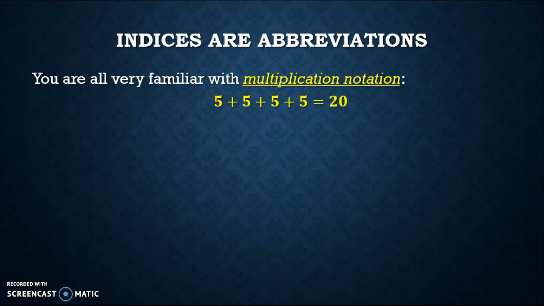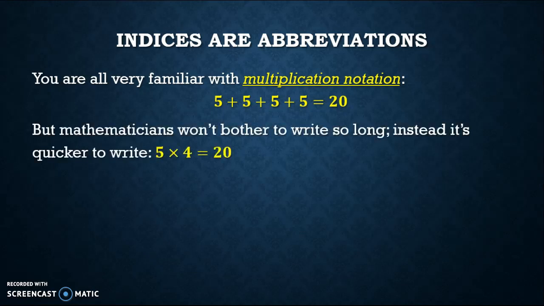Is there a shorter way to write 4 of the 5s added together? Yes, there is. That is 5 times 4. Mathematicians won't bother to write such a long thing just to add up to 20. Instead, multiplication is a quicker way to write it. That's how we define multiplication, right? It's 4 of the 5s added together. That's 5 times 4.